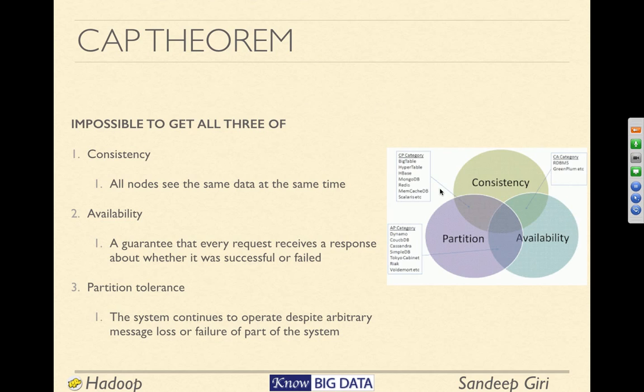In this diagram on the right hand side, you can see the database called Bigtable from Google, and HBase and MongoDB. They lie in consistency and partition tolerance, but they are not highly available. Okay, so I'll show you.